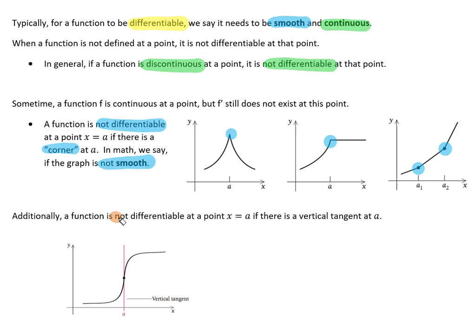Additionally, a function is not differentiable if there's a vertical tangent. So as we see over here, when the slope goes vertical, we call it not differentiable.